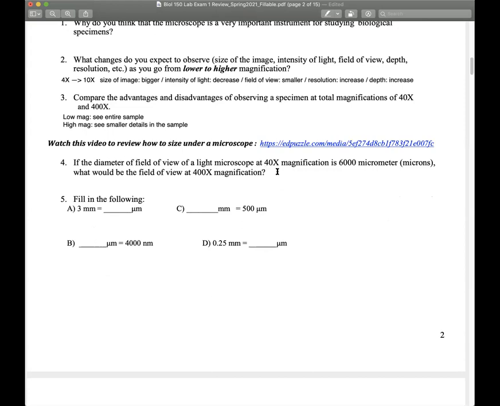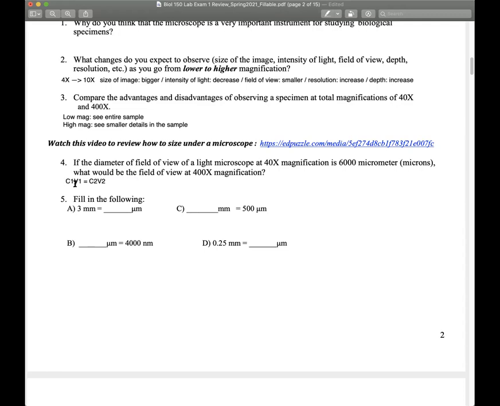All right, this next one is important. You're definitely going to have questions like this on your lab exam, where you'll be given some values and you'll have to calculate the field of view at a different magnification. So remember, this is referring to that C1 V1 equals C2 V2 equation. If you know how to use this equation and set it up given this information, then you're in good shape.